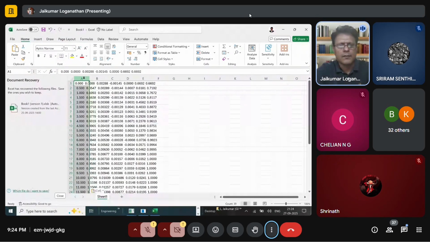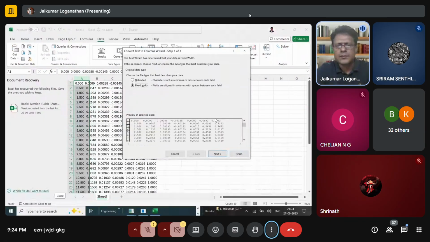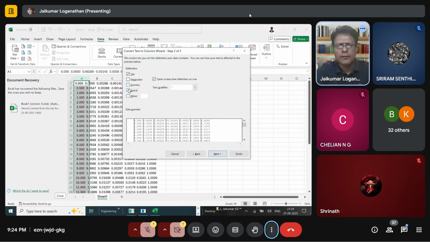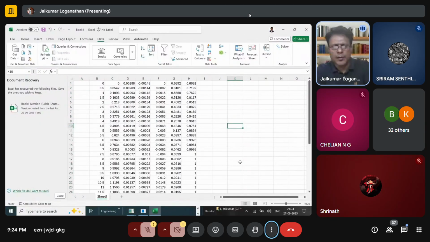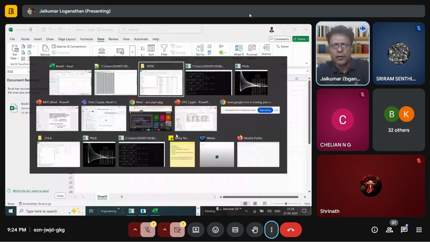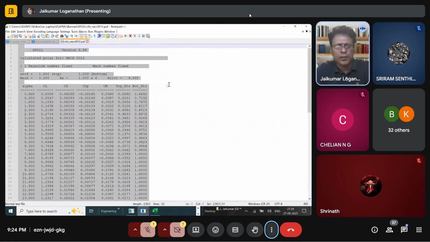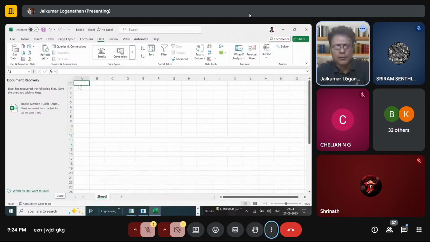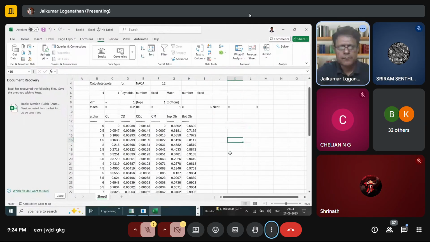Actually, this is data, text to columns, delimited, next, space, finish. Maybe you should have copied the heading also. That's okay. So this is here. Okay. Let me just copy it fully from the file. I can copy fully. Right. So this is what we got from XFOIL.